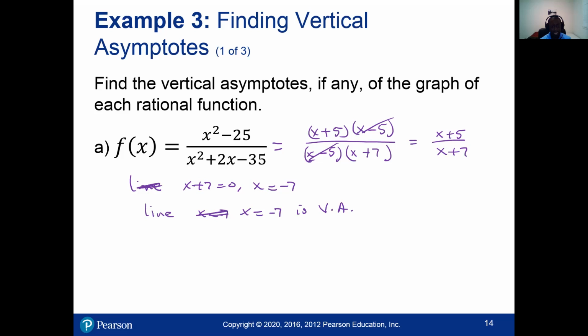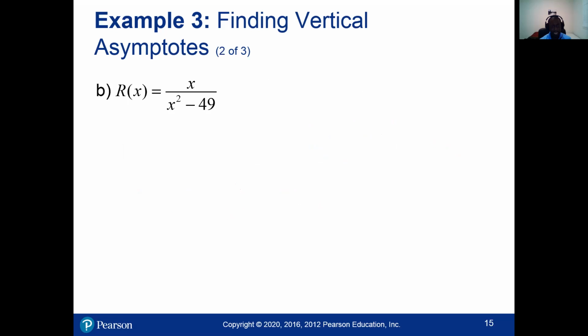Okay, now another example. We always have to factor this first. So you get x over, that's the first thing. This would be x squared minus 49, which is a difference of two squares, so that would be (x plus 7)(x minus 7).